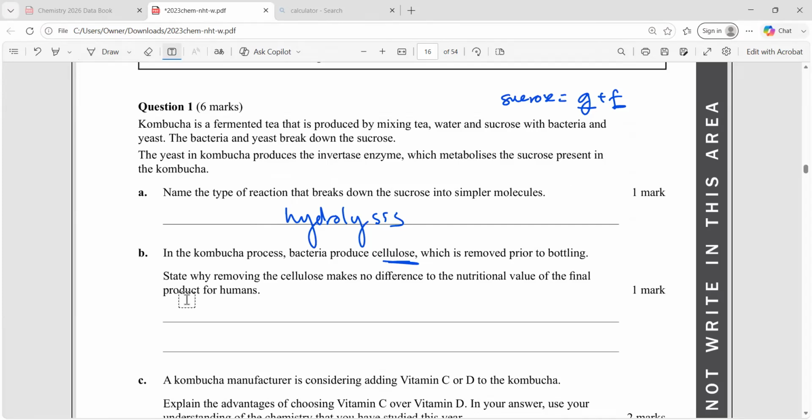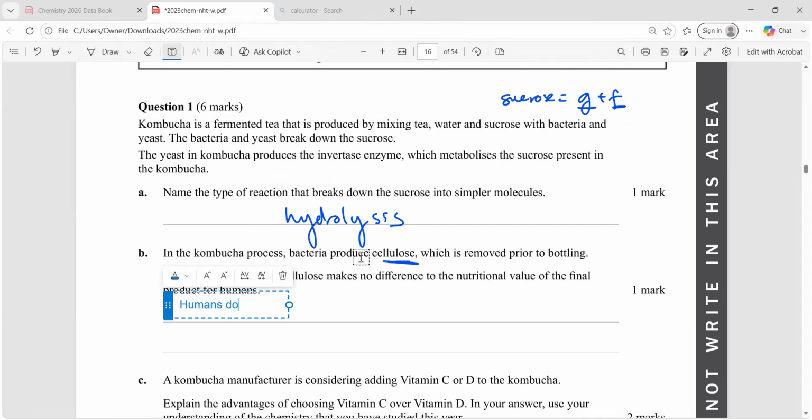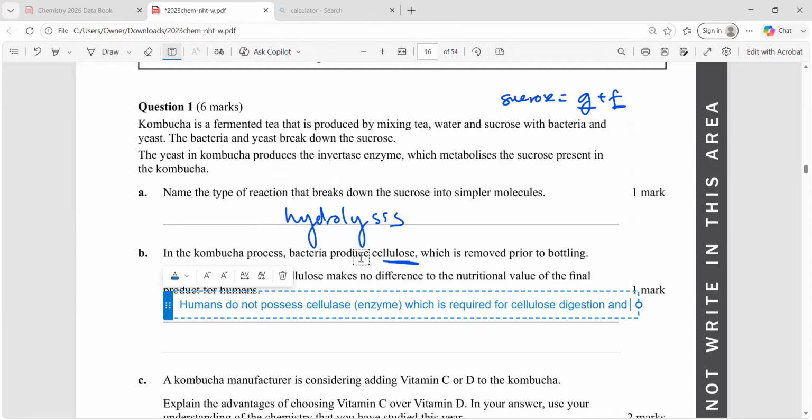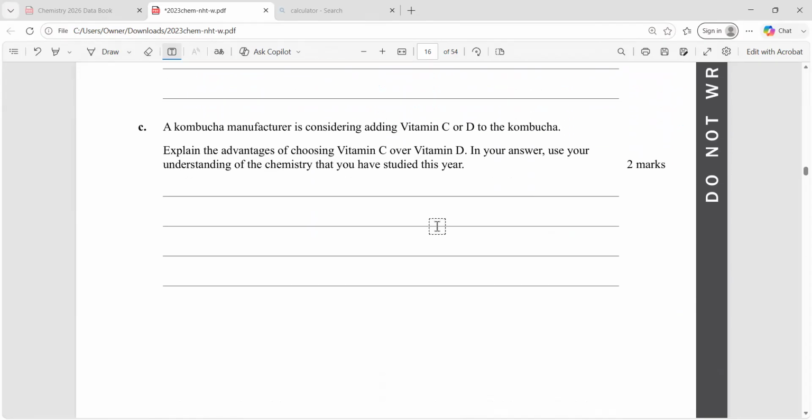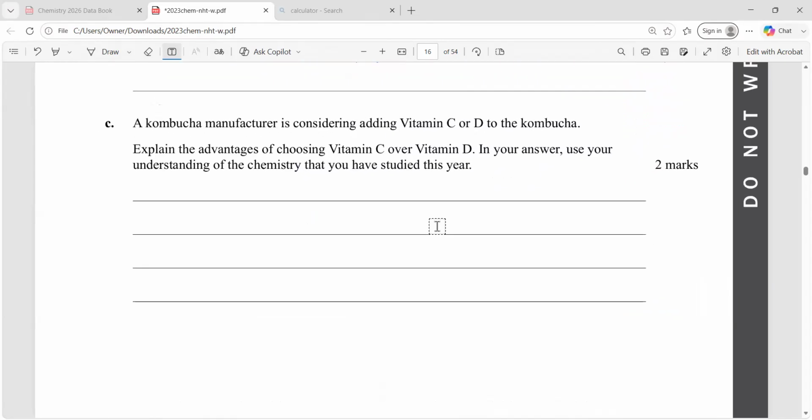So simply speaking, humans do not possess the cellulase enzyme, which is required for cellulose digestion and absorption. So if you're not able to absorb the cellulose, then it won't make any difference to the nutritional value of the final product. A kombucha manufacturer is considering adding vitamin C or D to the kombucha. Explain the advantages of choosing vitamin C over vitamin D in your answer. Use your understanding of the chemistry that you've studied for the year.